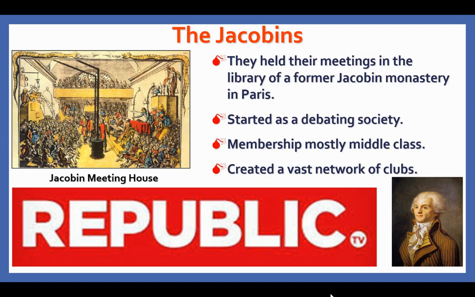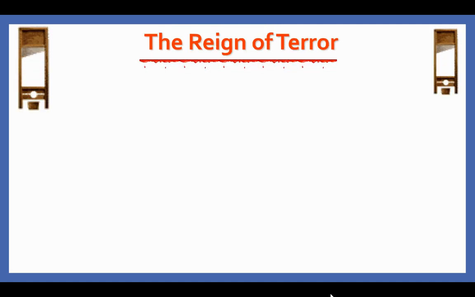The Jacobins are a political club that essentially started as a debating society, but they spread their ideas of a true republic without a king to more and more people. And the failures of the National Assembly during the first phase of the revolution really made this group popular. So they're going to take over. They're going to institute their own republic, and they're going to begin the Reign of Terror.